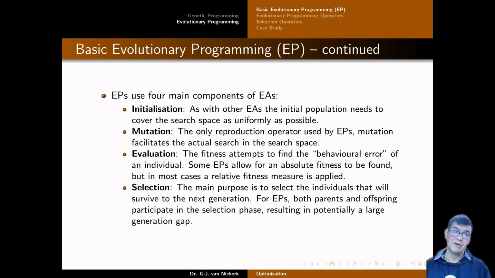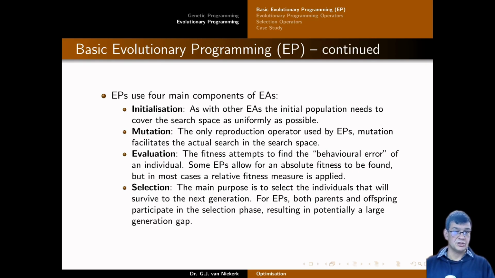Now, evolutionary programming uses four main components of evolutionary algorithms. These are, of course, initialization. So just as with any other EA, we have to start somewhere. The initialization generates random individuals or random solutions that need to cover the search space as uniformly as possible. Then we have mutation, which is the only reproduction operator used by EP. And of course, that's, in other words, an asexual operator. So that's our reproduction. Then, of course, we have an evaluation or a fitness function.